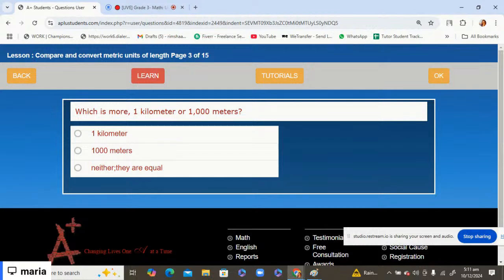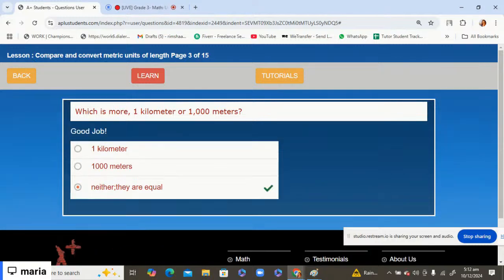Which is more, 1 kilometer or 1000 meters? Very good. Tell me the answer of this one, 1 kilometer or 1000 meters? These are equal because 1 kilometer is equal to 1000 meters. So we can say that neither is more, they are equal. Okay.